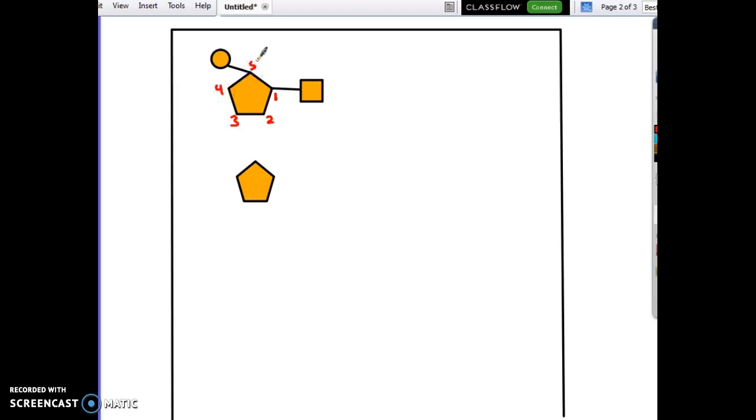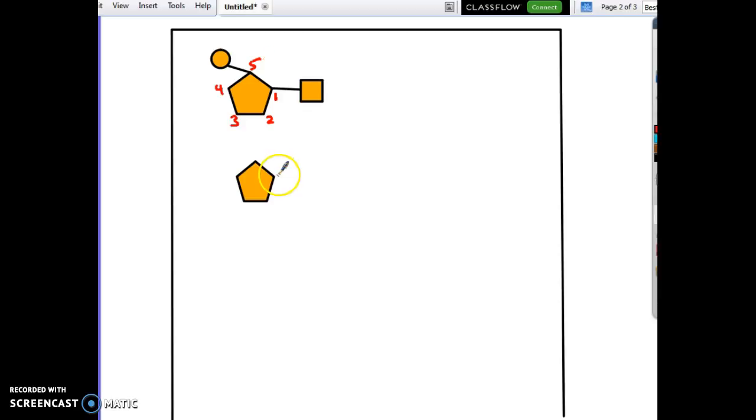So the phosphate group is always attached to the 5th carbon. That's very important when building the nucleotide, that you don't sporadically throw the bond wherever you wish. You actually bond it to the correct carbon. So what I'd like you to do is draw 4 more nucleotides.